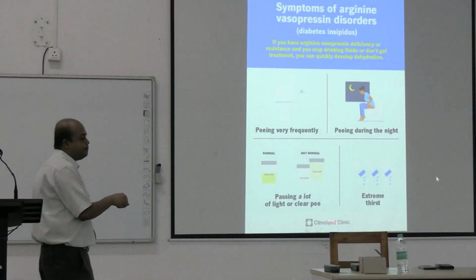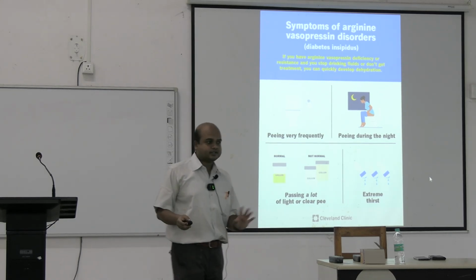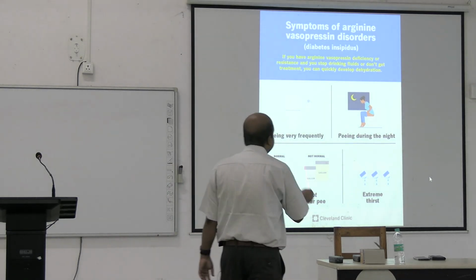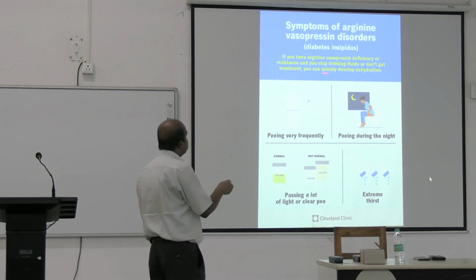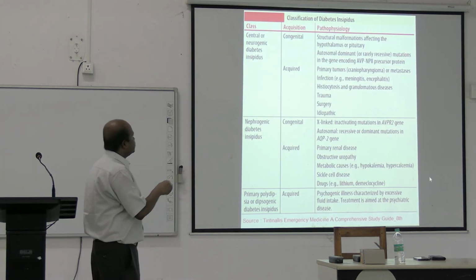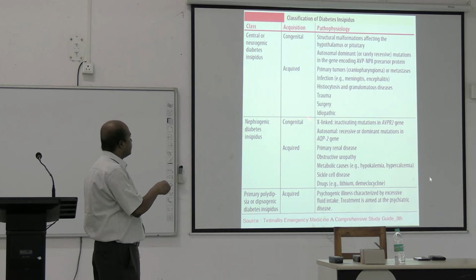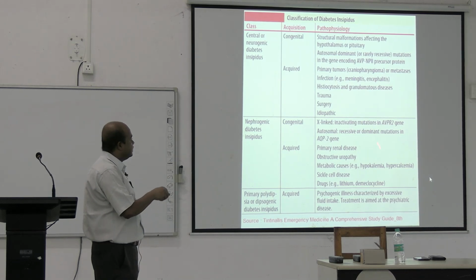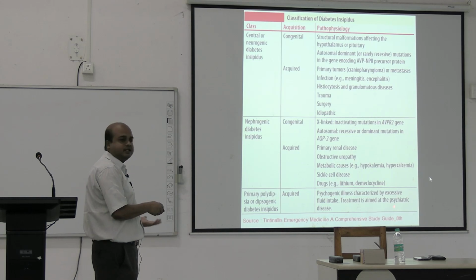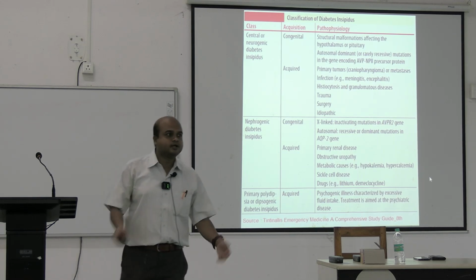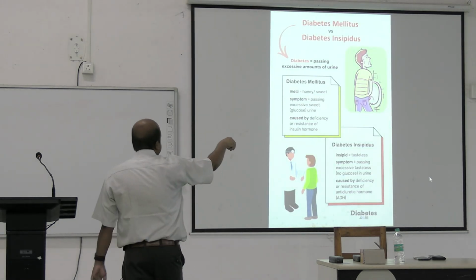See, peeing very frequently during the night, okay, lot of clear pee. Clear pee means free water clearance, and whatever we discussed. Extreme thirst. So arginine vasopressin disorder, diabetes insipidus. These are the causes. Don't need to go into the details. These idiopathic means unknown. Trauma, surgery, whatever happens in hypothalamus or pituitary central, whatever happens due to non-utilization by kidney, that is nephrogenic. And primary is psychogenic illness mainly, or hypothalamic thirst mechanisms are destroyed in some cases.